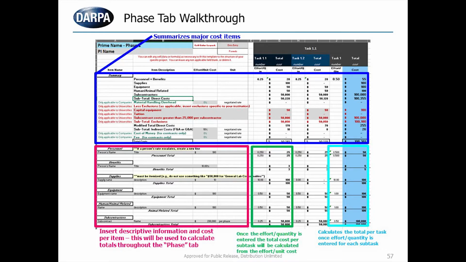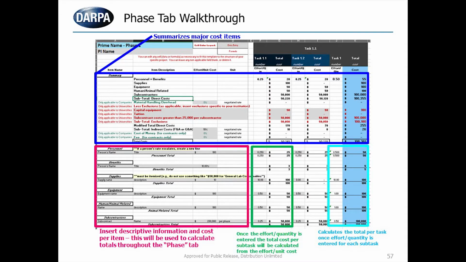And then the pink section is where you enter the identifying information for each cost element. So you'd enter the person's name for personnel, and what their rate might be. In this example, it's $100 or so. And we have similar categories like benefits, supplies, equipment, etc. And then this green section is where you'll be applying an effort or a quantity for that individual element to a task and subtask. So for example, here with the personnel, you'll notice that the rate is $100. They are working roughly 25% of their time on task 1.1, and so that calculates out to $25. And it's the same logic used throughout the spreadsheet.